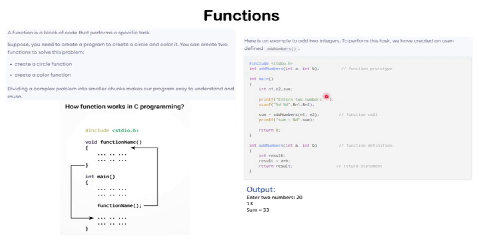So here is an example where a function is written. This is the main function, which will be there in each and every program. This is the user defined function, add numbers. It performs the operation of adding two numbers a and b, and after adding, it returns the result. There are three different things here: function prototype, function call, and function definition. We'll be discussing that.